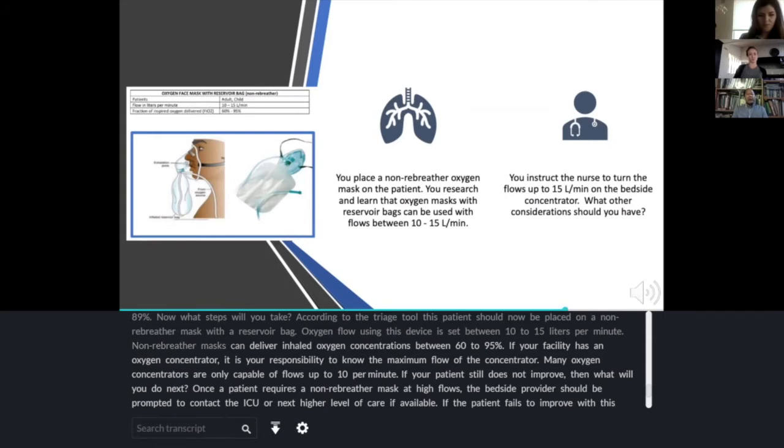Non-rebreather masks can deliver inhaled oxygen concentrations between 60 to 95%. If your facility has an oxygen concentrator, it is your responsibility to know the maximum flow of the concentrator. Many oxygen concentrators are only capable of flows up to 10 liters per minute.